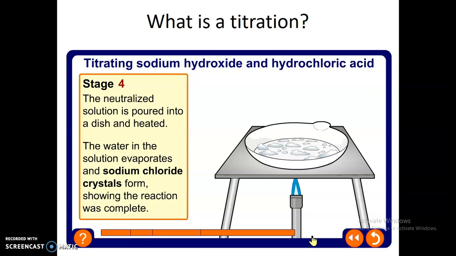Next time we're going to look at how we make fertilizers industrially, and that's a job for later on.